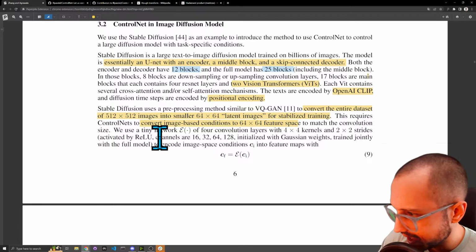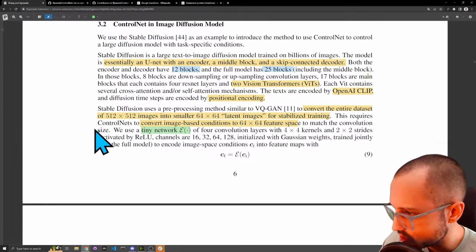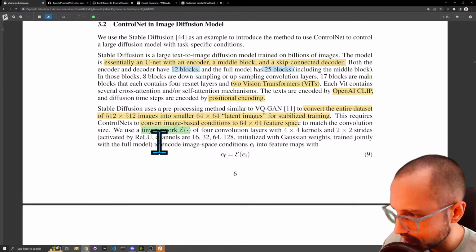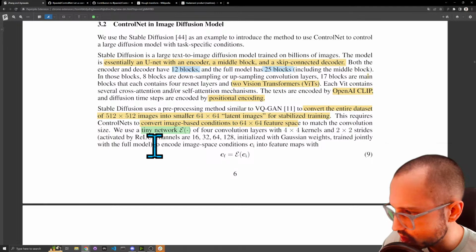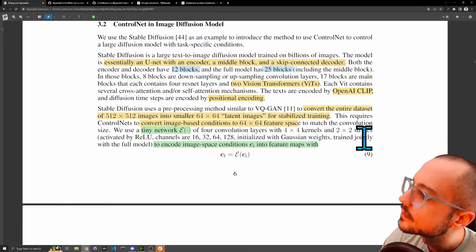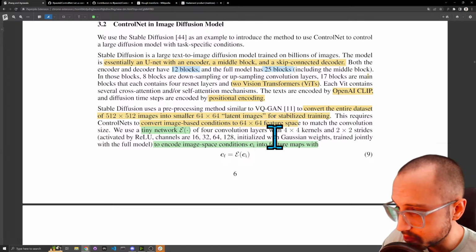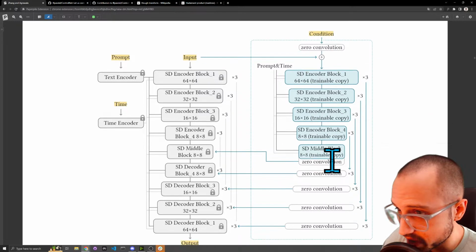We use a tiny network E. So, okay, they're introducing a new network here of 4 convolution layers with 4x4 kernels and 2x2 strides activated by ReLUs. It's like a little tiny mini convolutional net to encode image space conditions into feature maps. Okay, so it's starting to get a little bit more complicated, where it seemed like this was pretty standard, right?